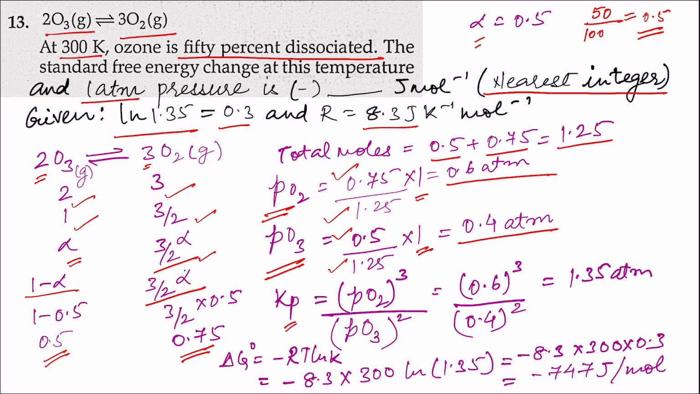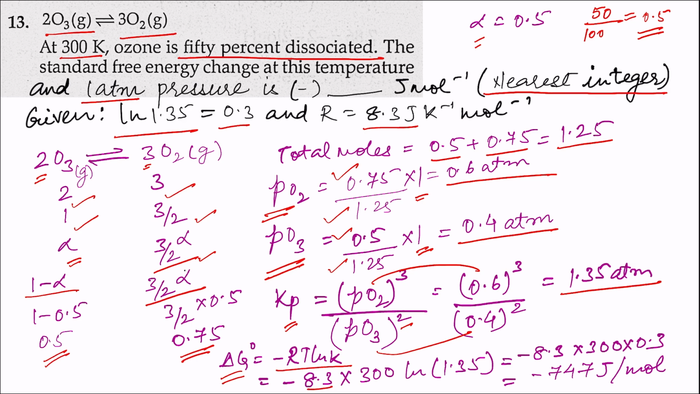Value of Kp will be partial pressure of oxygen raised to the power 3, because 3 is the stoichiometric coefficient of oxygen in the balanced equation, divided by partial pressure of ozone raised to the power 2, as 2 is the stoichiometric coefficient of ozone in the balanced equation. Putting the values of partial pressure of oxygen and partial pressure of ozone and solving, value of Kp is 1.35 atmosphere. Now delta G is equal to minus RT natural log of K.